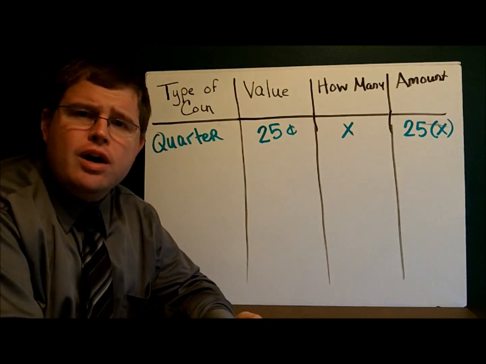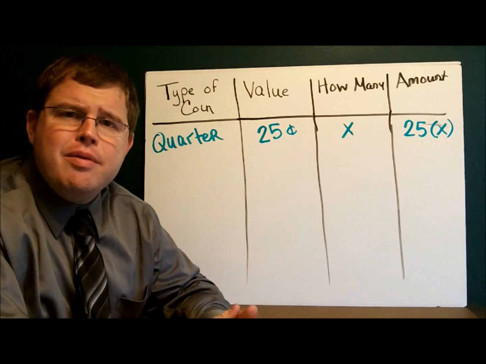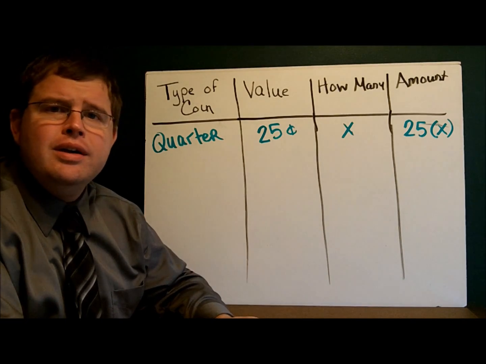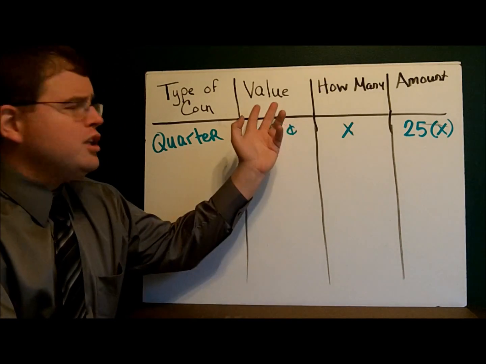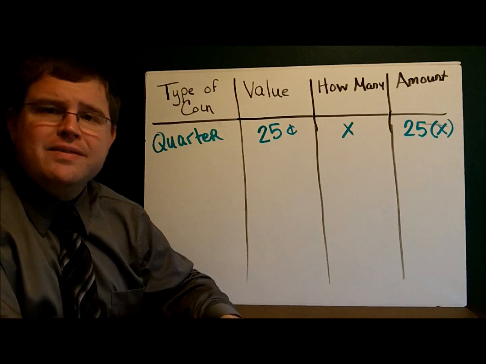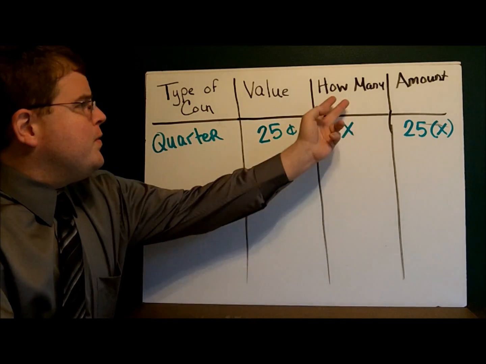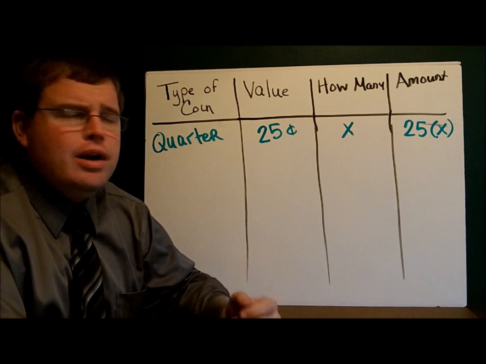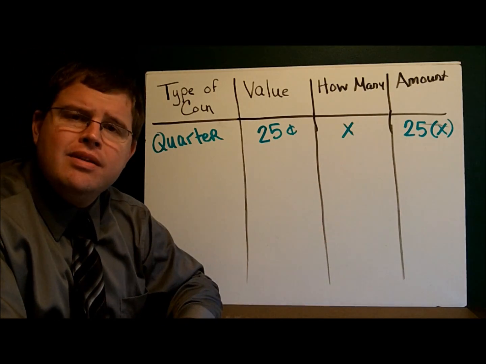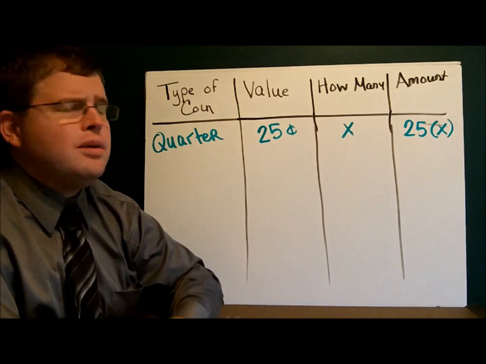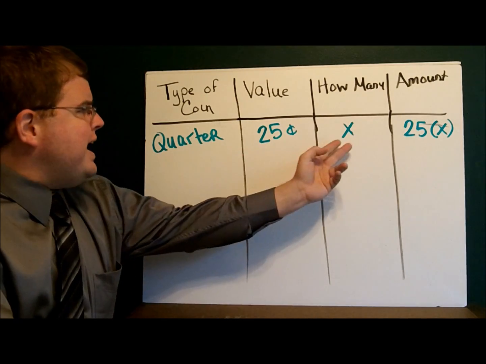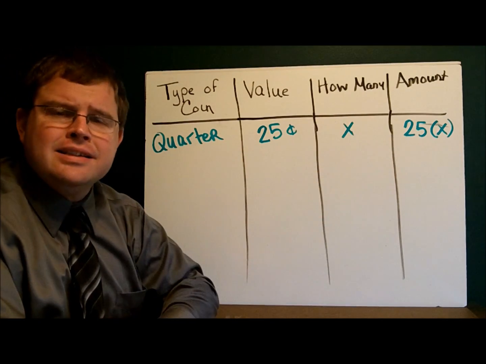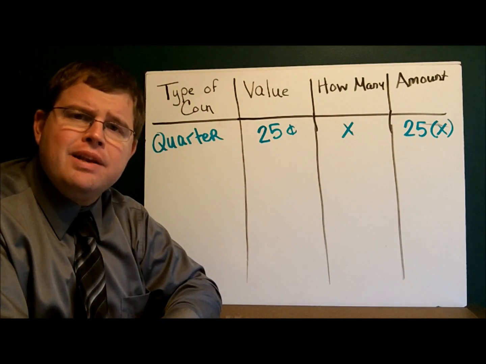In the table I have 4 columns. The first column is simply the name of the coin that I'm going to put there. So in my example here, I have quarter. The second column is simply how much the coin is worth. A quarter is worth 25 cents. The third column we'll use is how many. What's the number of coins we have? Well, I don't know, so I'm just going to say X. And then, finally, the last column is the amount. Well, I have X coins, 25 cents each. So 25 times X. And that's the idea I'll use to set up the table.